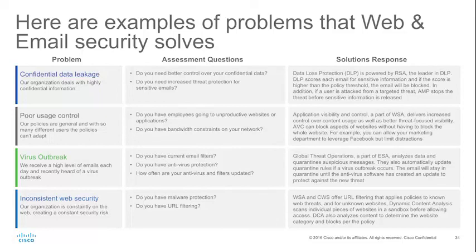WSA offers URL filtering that applies policies to known web threats. And for unknown websites, dynamic content analysis scans individual pieces of websites in a sandbox before allowing access. DCA also analyzes content to determine the website category and blocks per the policy.